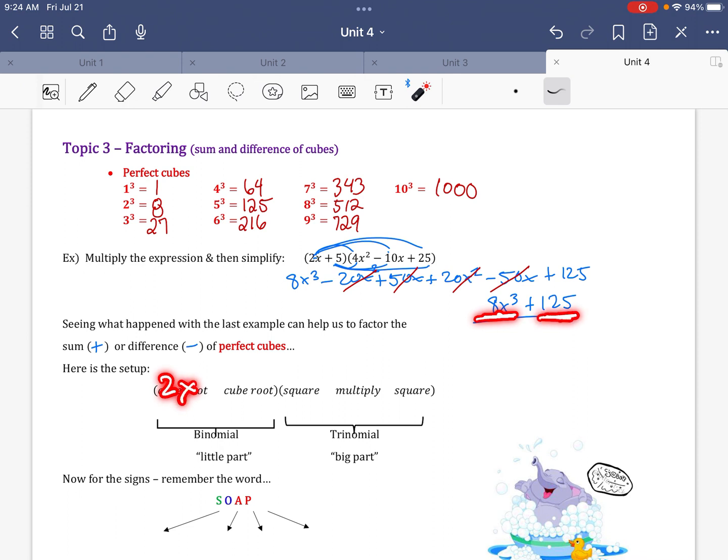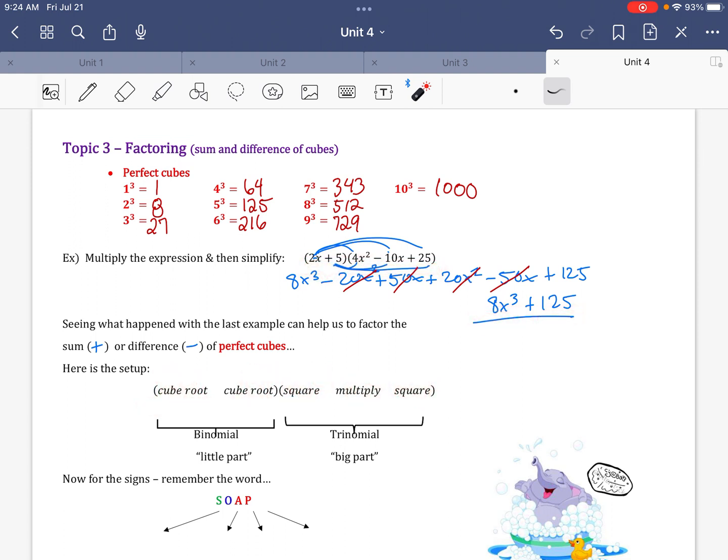And you're going to look at 125 and you're going to like, 5 times 5 times 5. So you're going to put a 5 here. So that's how we're getting this piece right there. Then you're going to do what I have over here. Square, multiply, square. You're going to take 2x and square it. So that's 4x squared. You're going to take 2x and 5 and multiply them together. So 10x. Then you're going to take the 5 and you're going to square it, 25. So do you see how I'm getting all these pieces back here?